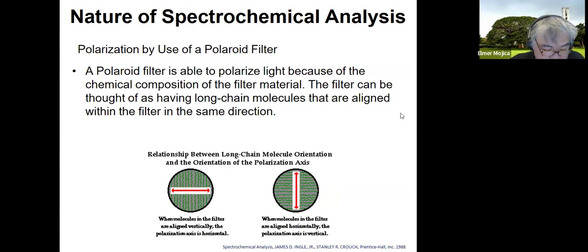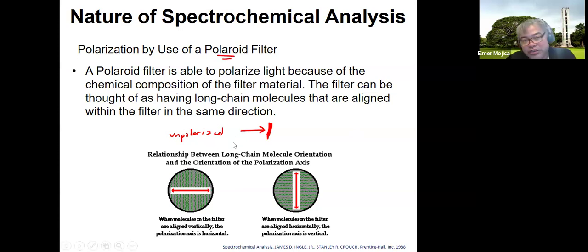So, as unpolarized light strikes the filter, what happens is the portion of the wave vibrating in the vertical direction is absorbed by the filter. And the general rule is that the electromagnetic vibrations that are in a direction parallel to the alignment of the molecules are absorbed. Okay? So, ganun yung ginagawa ng polarization by Polaroid filter.